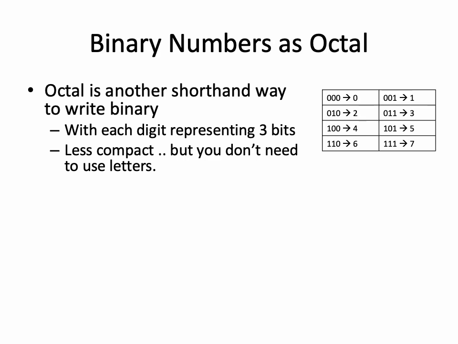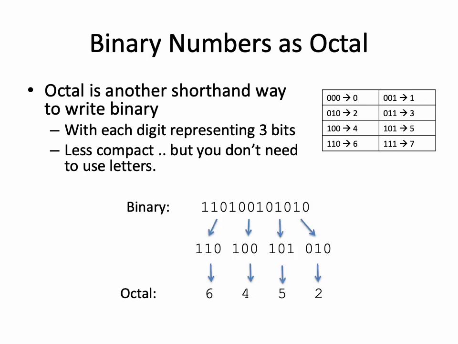So if you memorize this, you'll see octal is base 8, which means we have the numbers 0 through 7. When we're in base 10, we have the numbers 0 through 9. And when we're in base 2, we have the numbers 0 and 1. So it always goes down 1. So let's take a look at an example of an octal. I'm going to take this number 110, 100, 101, and 010, and then 110 is 6, 100 is 4, 101 is 5, and 010 is 2.